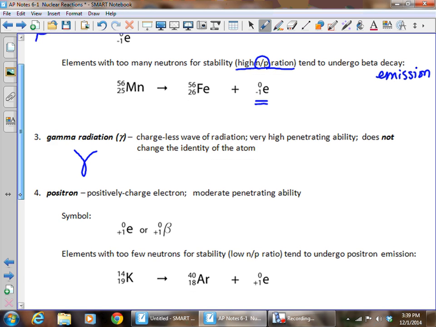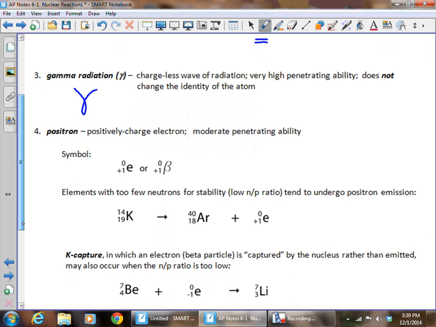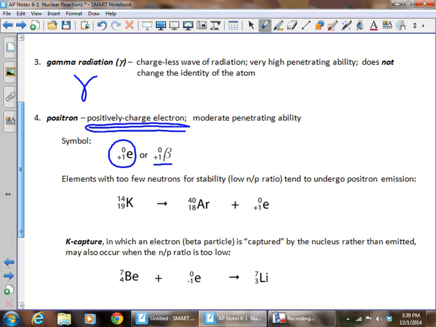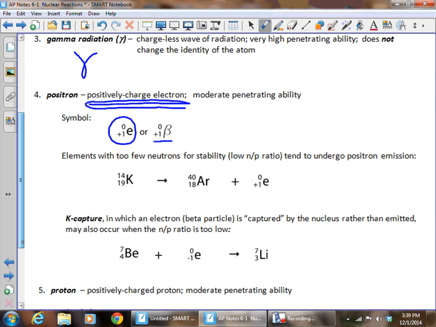Now for the new ones that we're going to look at and include this year, we have the positron. A positron is a positive electron. I know that sounds weird. It's the antimatter form of the electron. It has moderate penetrating ability. Generally, you're going to see it written as 0 over positive 1 e, but you could also see it as 0 over positive 1 beta. I tend to use the 0 over positive 1 e whenever I write them in equations.